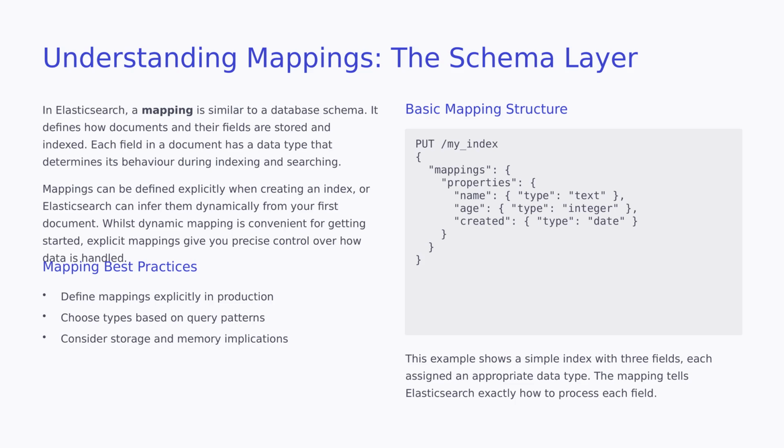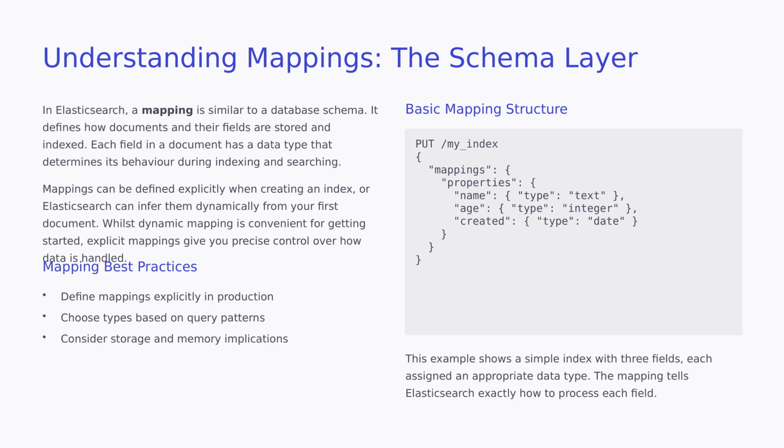In the world of Elasticsearch, mappings play a crucial role in shaping how data is stored and indexed, much like a database schema defines the structure of a database. Each field in a document comes with a data type that influences its behavior when indexed and searched. While dynamic mapping can be handy at the outset, explicit mappings provide granular control over data handling.